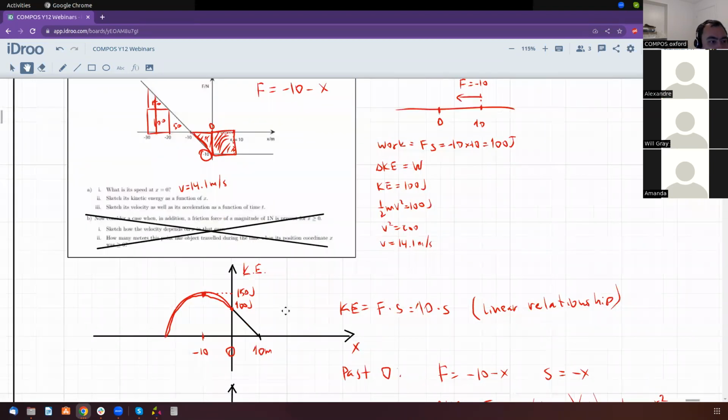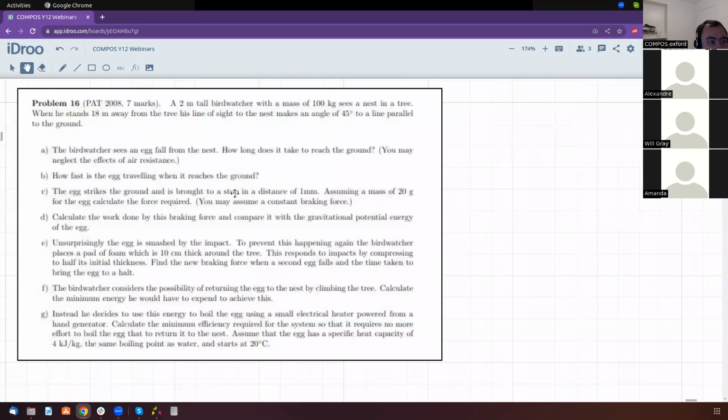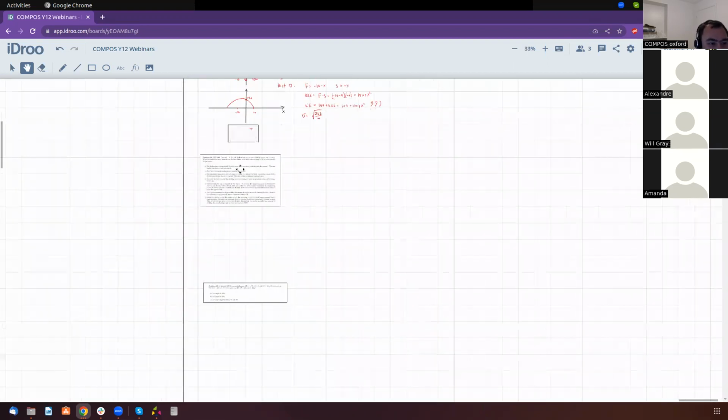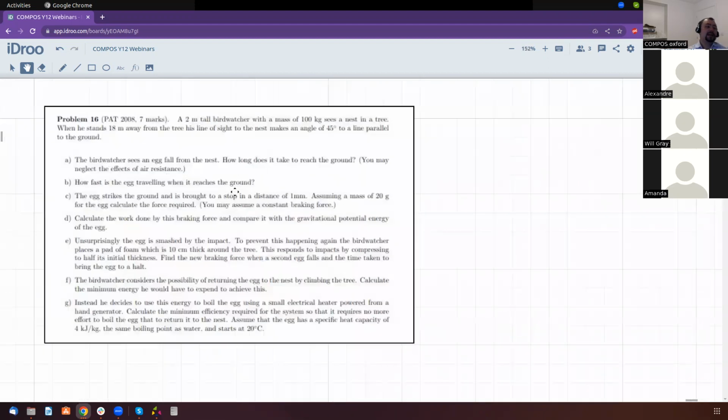Now problem 16. How much time do we have? Do we have 3 problems? Yeah, just about enough time. So problem 16, it's a general problem. It's not particularly difficult to work it out.